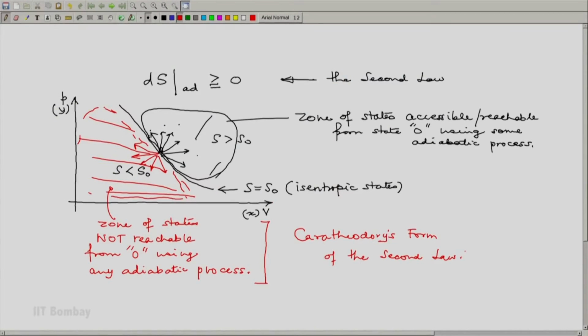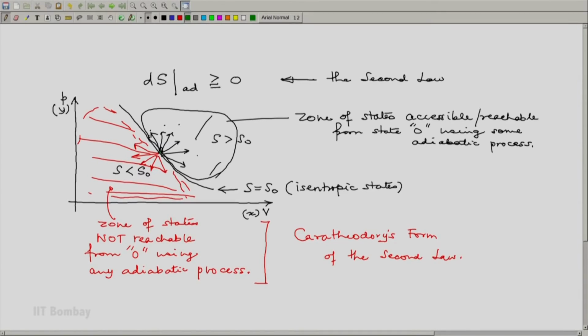For us, it is not a primary form. We started with the Kelvin-Planck statement of the second law as our basic statement, and one of the consequences was what Caratheodory proposed. Caratheodory turned it around. He started with this statement as the basic statement of the second law of thermodynamics and derived everything else, including the stuff which we have derived.